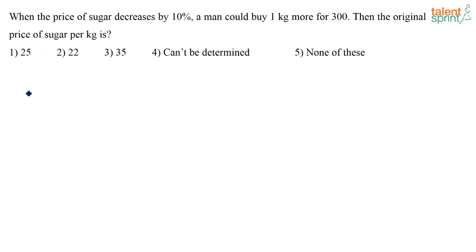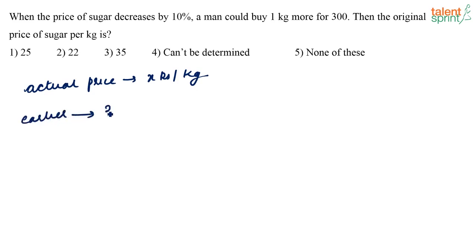So here how will you solve? Let us assume the actual price of sugar, or the original price of sugar, is X rupees per kg. So how many kgs was I buying earlier? For 300 rupees, I could buy 300 by X kgs, right? Now, what has happened? The price of the sugar has decreased by 10%.